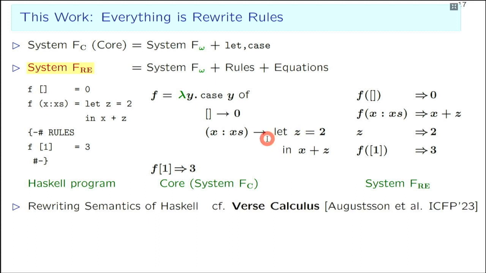I think this is a bit similar to the spirit of the Bass calculus mentioned yesterday by Simon Peyton Jones, which also chooses a rewriting system by considering everything as rewritable. So our work shares the spirit of the Bass calculus.